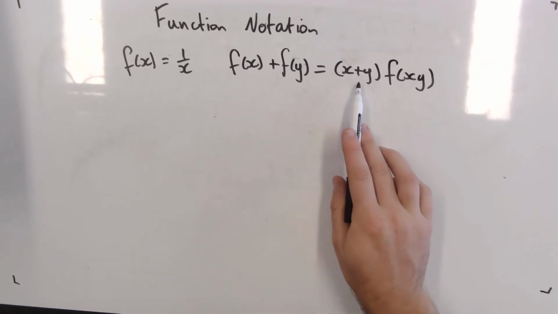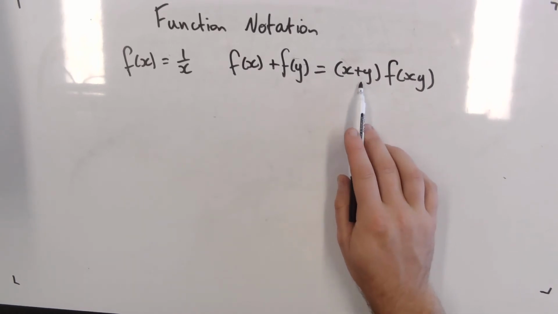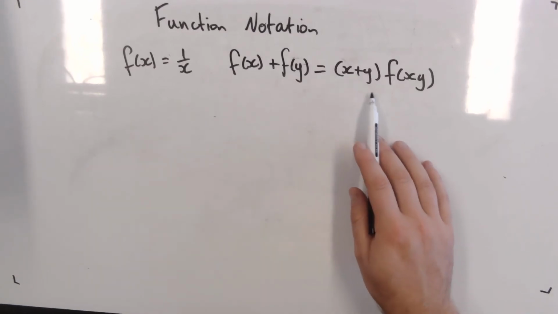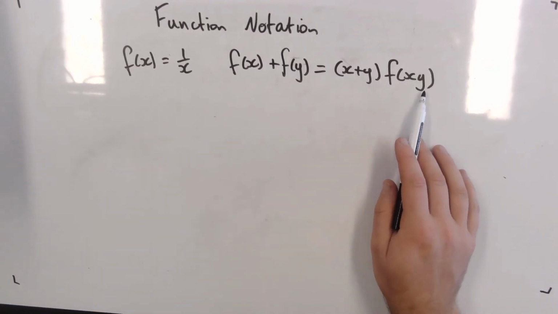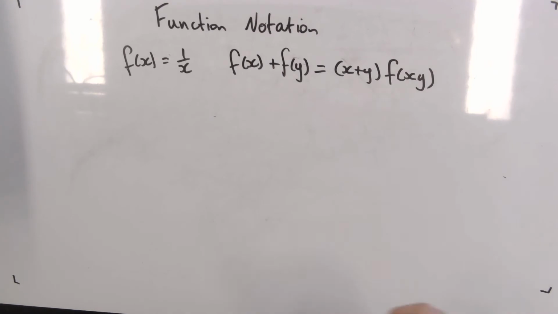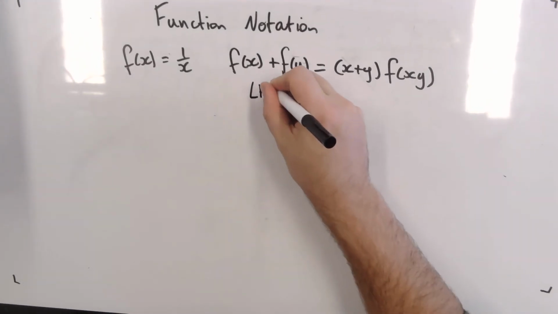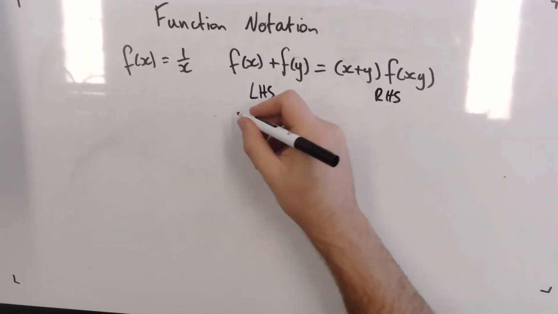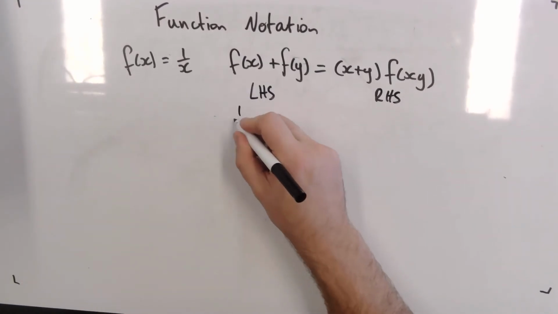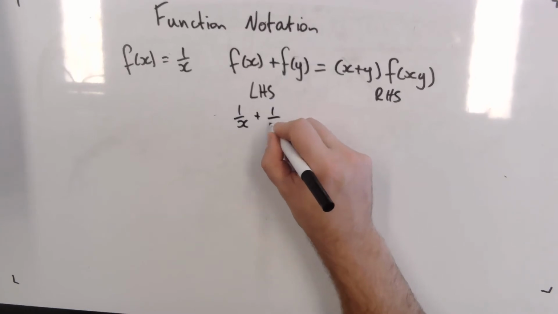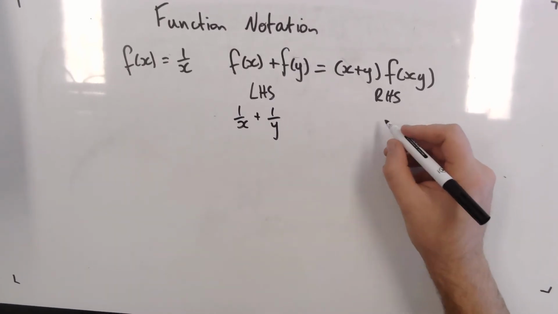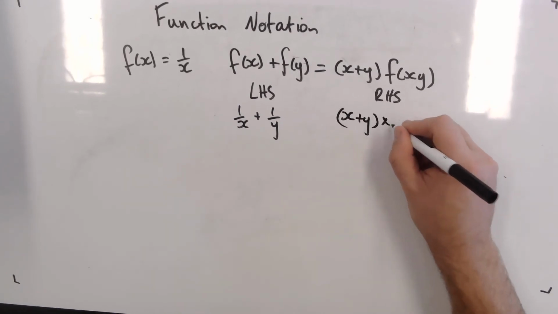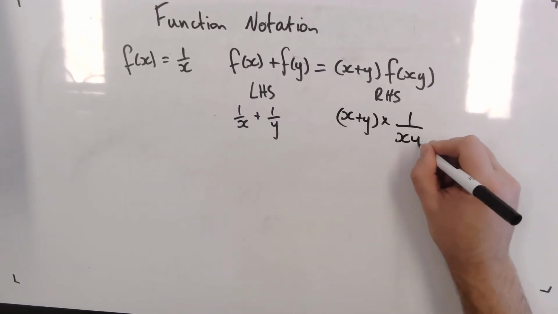Okay, and this could be including our variables x and y like we've got here, or it could be a number, it could just be f of x plus f of y equals 3 times f of x, y. So it doesn't matter too much, we still approach this the same way. So left hand side, right hand side, and just start putting things in. So left hand side we're going to get 1 on x plus 1 on y. Our right hand side is going to be x plus y times by 1 on xy.